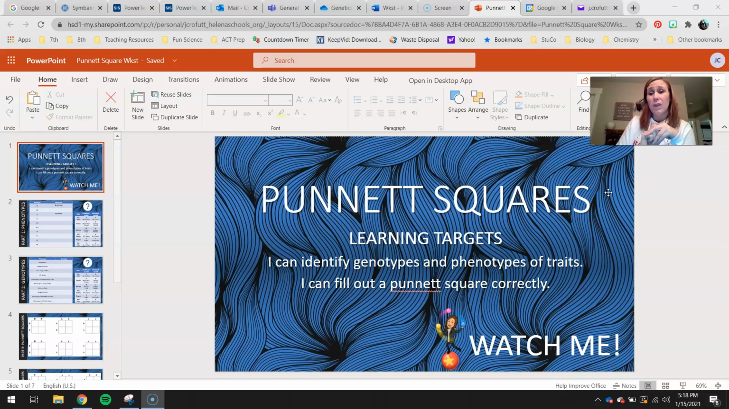And it's really important moving forward with these last 2 weeks of material that you guys understand how to do these because they're going to be the bulk of the work from here on out. Okay, with that being said, your learning targets for today are I can identify genotypes and phenotypes of traits, and I can fill out a Punnett square correctly.